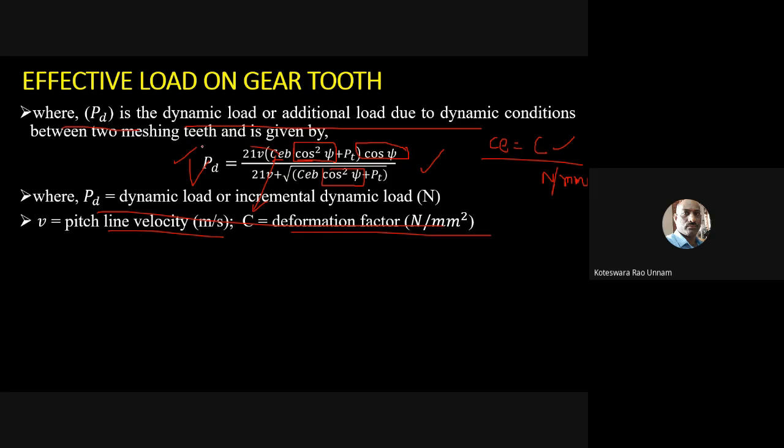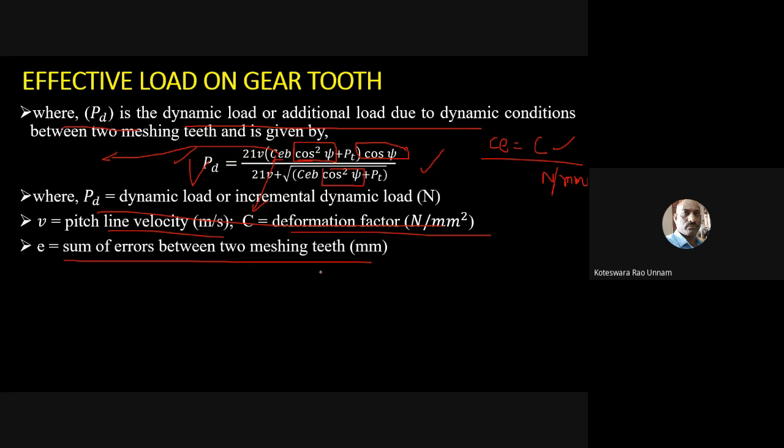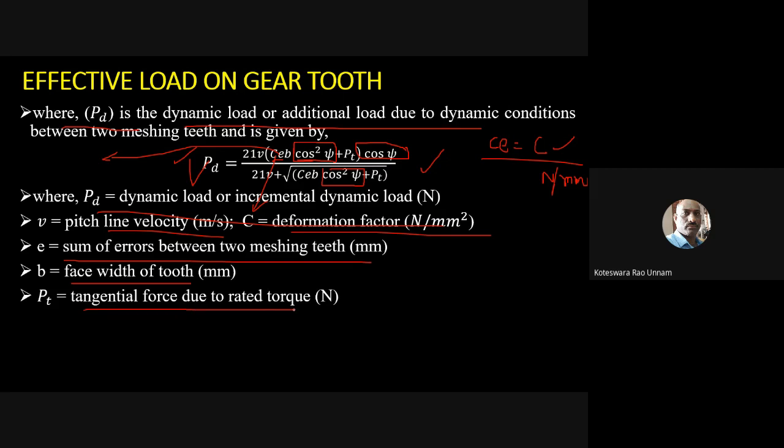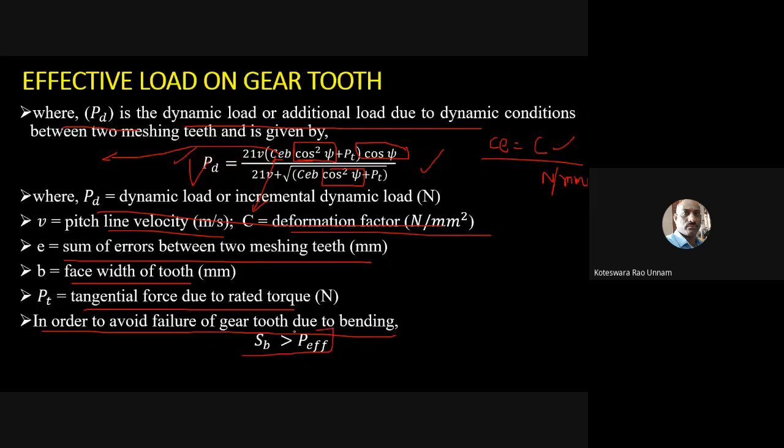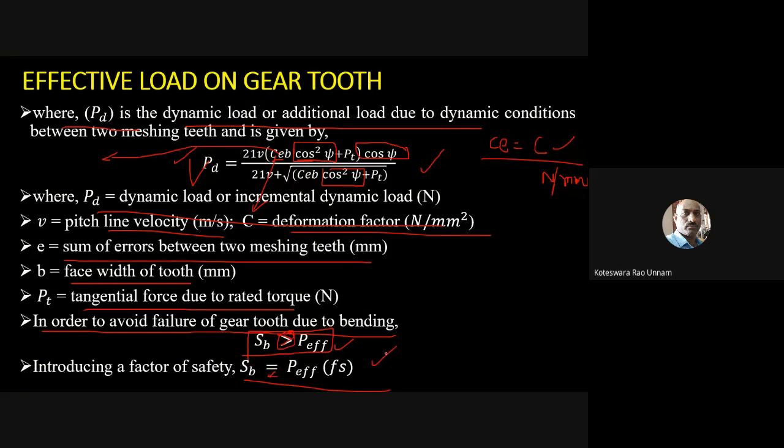The error value E is taken from the data book only. That is nothing but the sum of error between the two meshing teeth. B is the face width, and PT is the tangential force due to rated torque. Then in order to avoid failure of the gear tooth due to bending, your SB should be greater than P effective. So your beam strength should be greater than P effective. If you want to use a factor of safety in design, this greater than symbol can be replaced by an equal sign. Therefore, your SB is equal to P effective into factor of safety.